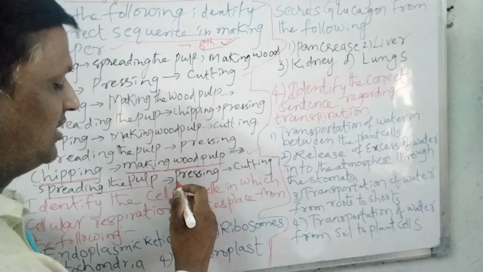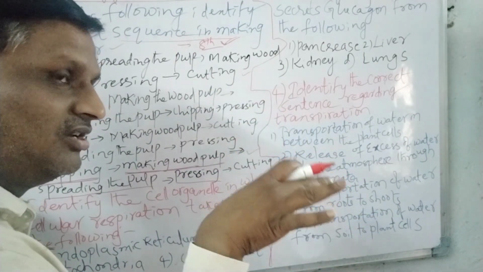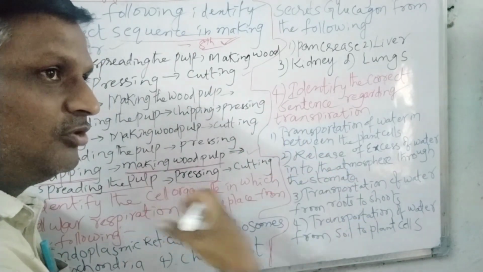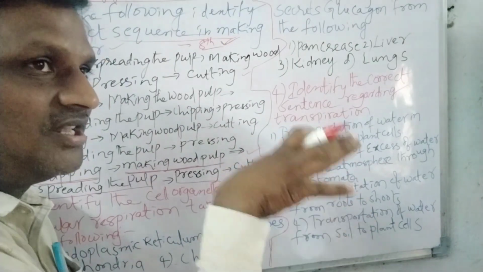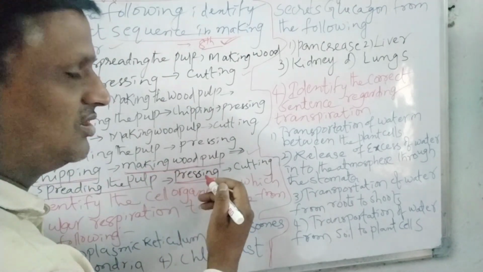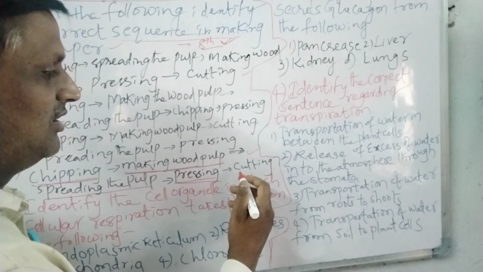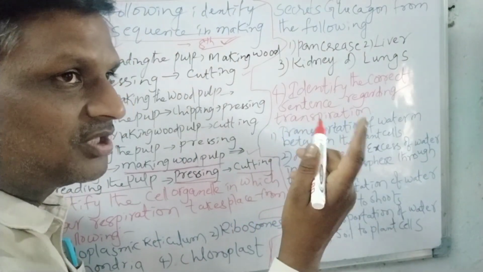Then after, pressing. After the wood pulp is dried on a plate, if there is any water remaining, it should be pressed. By pressing, we can remove the water percentage from the wood pulp. And then after that, it should be cut into paper of a particular size.